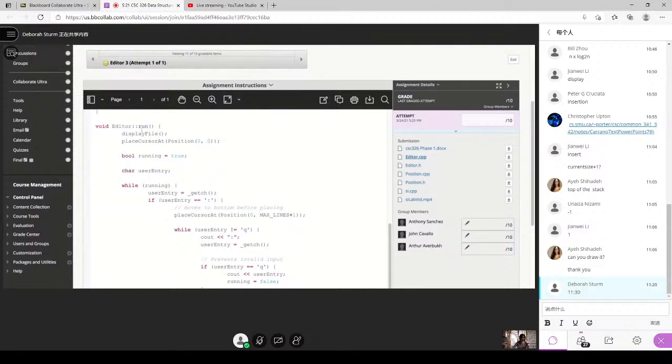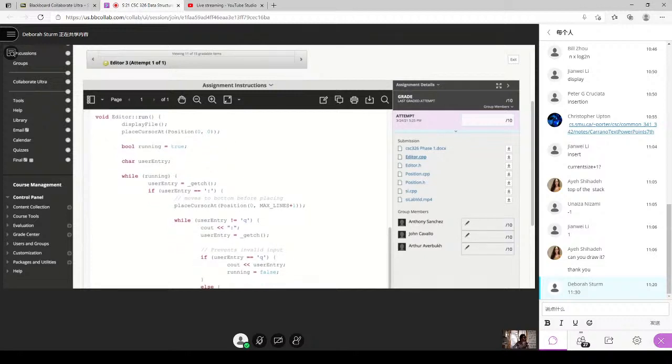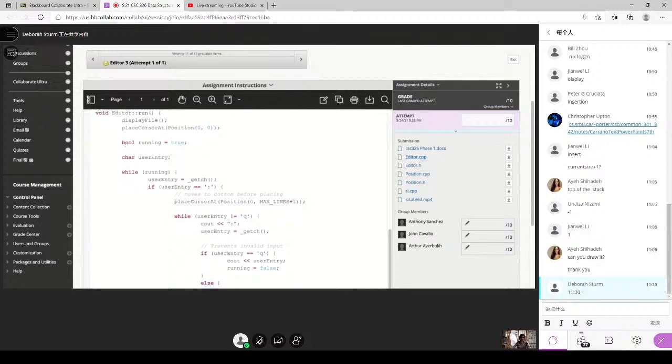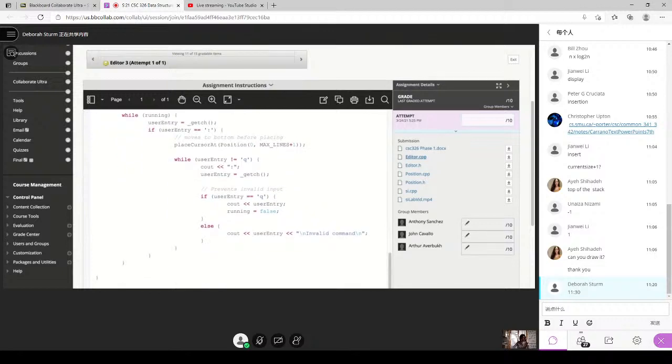Remember the editor has a run method. You might do this a little bit differently, so yours might not be exactly like this. They place the cursor at the position in the upper left-hand corner. This is what I'd recommended doing to a few groups, and this group did it. They have a Boolean called running, let's say, that the editor is running, and it's set initially to true. And then the loop is while running. And then if the user puts in a Q, then you set running equal to false.